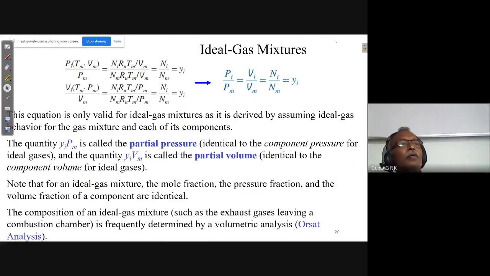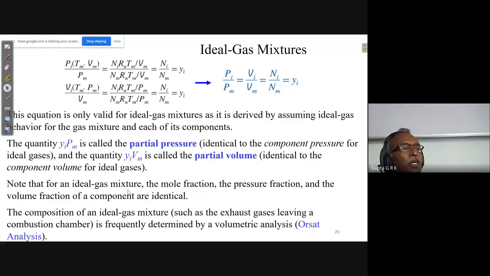So this equation is only valid for ideal gas mixtures, as it is derived assuming ideal gas behavior, because we are using PV equals nRT. So it is used only for ideal gas mixtures. Later we will spend some time on real gas mixtures. The quantity yi times Pm, which is Pi, is called the partial pressure. Similarly, Vi is the partial volume, or component volume. This is the component pressure or partial pressure. Usually we use these terms, like the partial pressure of the particular component is so much.